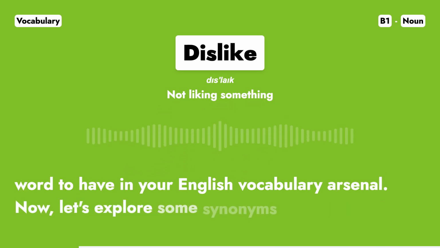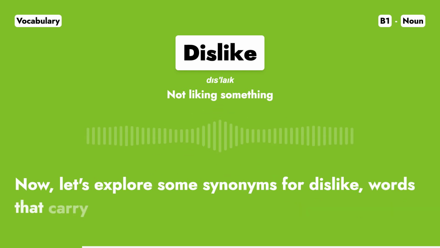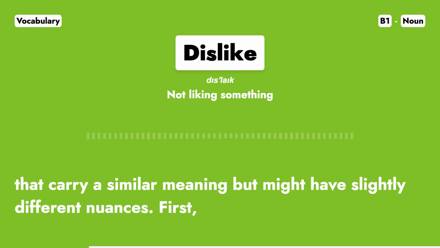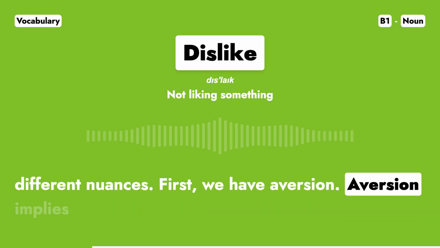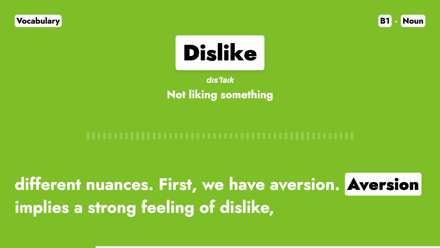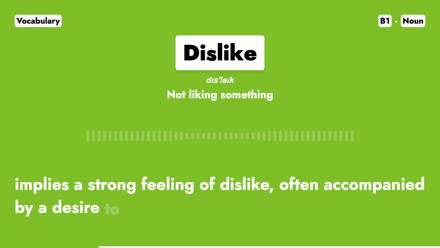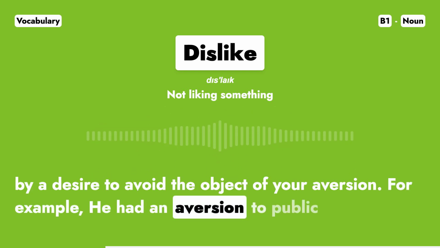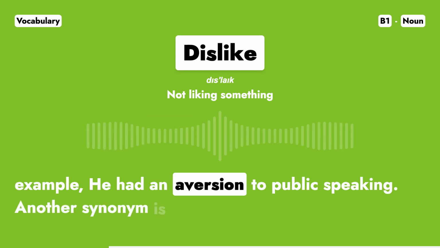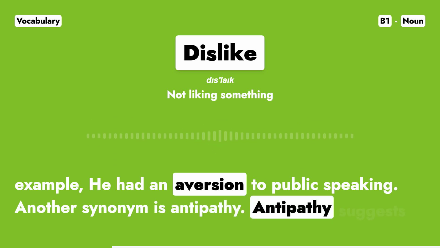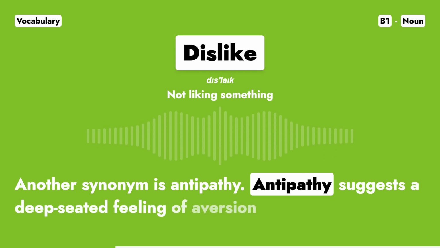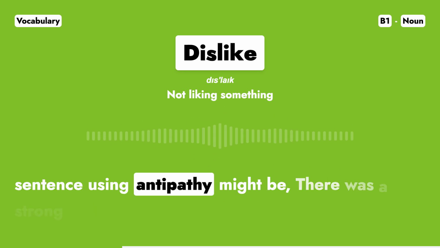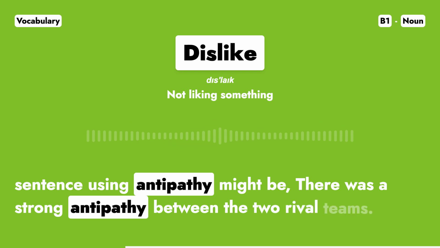Now, let's explore some synonyms for dislike. Words that carry a similar meaning but might have slightly different nuances. First, we have aversion. Aversion implies a strong feeling of dislike, often accompanied by a desire to avoid the object of your aversion. For example, he had an aversion to public speaking. Another synonym is antipathy. Antipathy suggests a deep-seated feeling of aversion or hostility. A sentence using antipathy might be: there was a strong antipathy between the two rival teams.